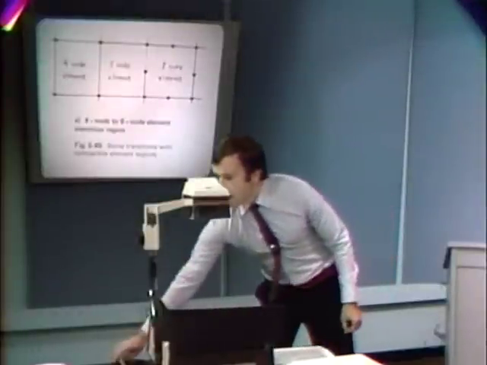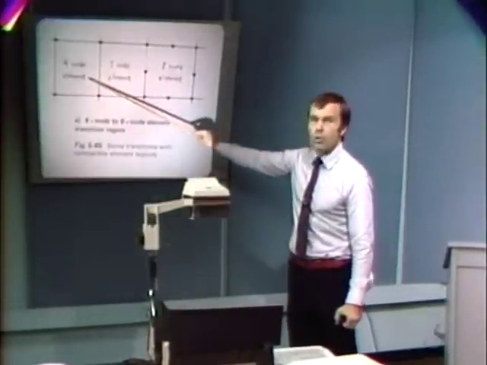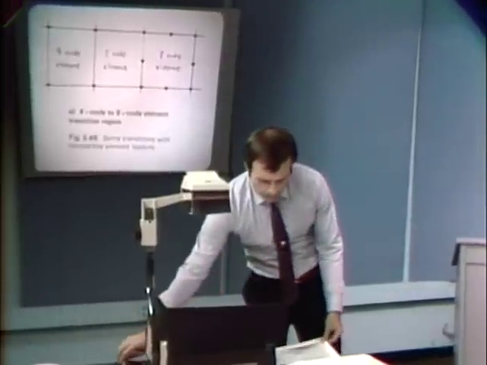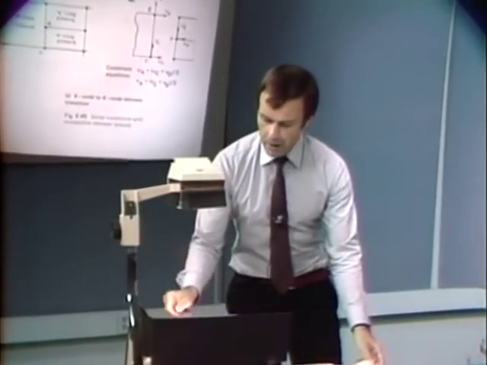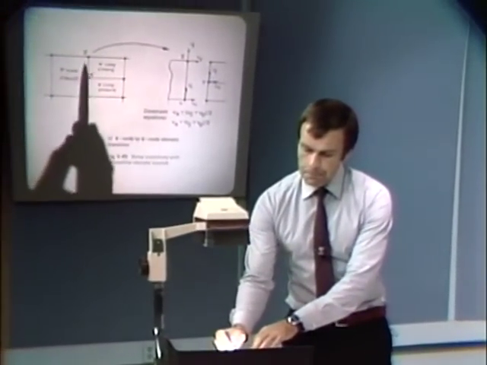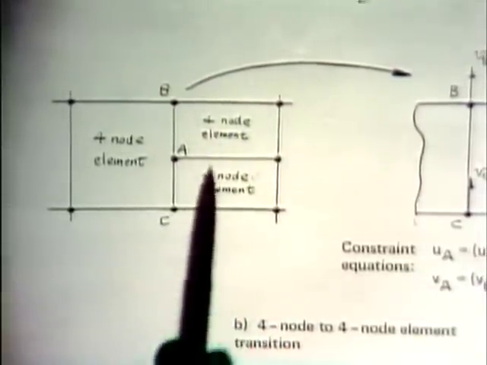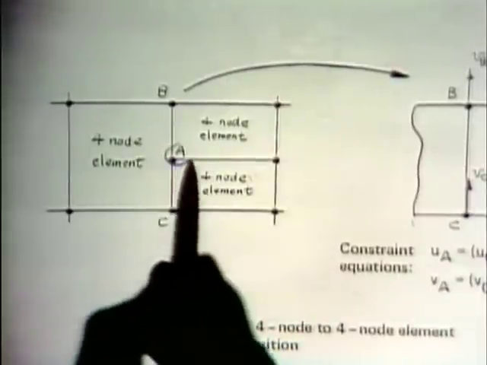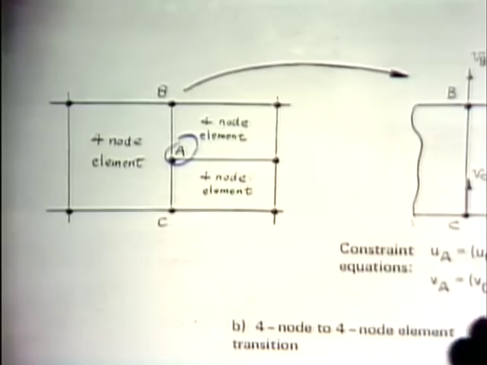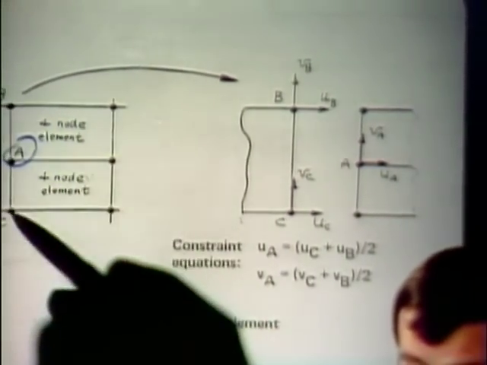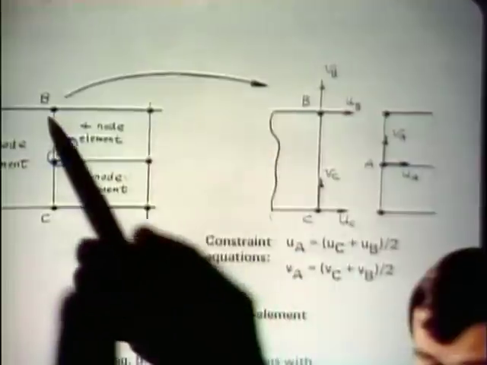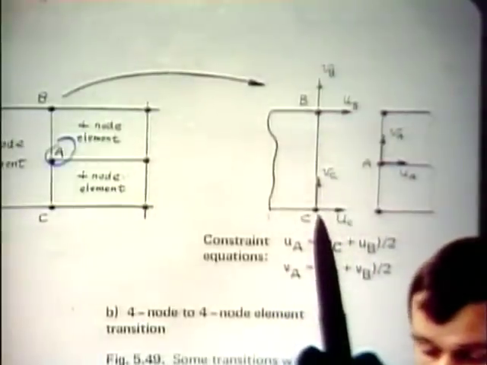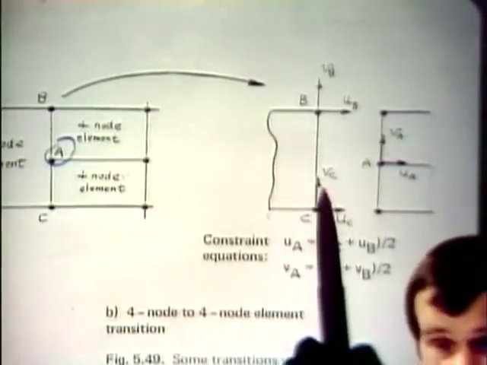And similarly, of course, in 3-dimensional analysis, you could go from 8-node bricks to 20-node bricks via using such transition elements. An alternative approach would be to use a 4-node element here and say 2 4-node elements there. But notice that if you do so, the displacements at node A have to be constrained if you want to preserve compatibility here. Notice that along BC, for this 4-node element, we have a linear variation in displacements because we have only UB, VB, UC, VC there.